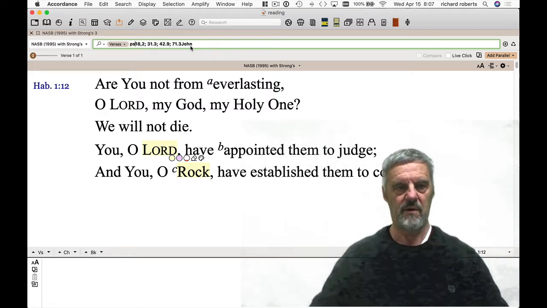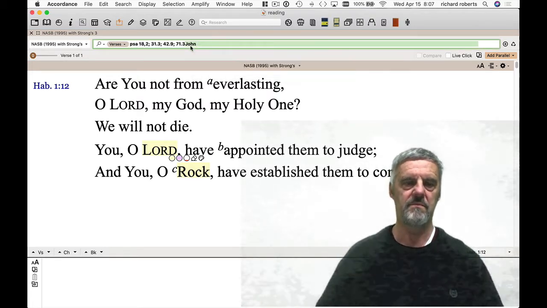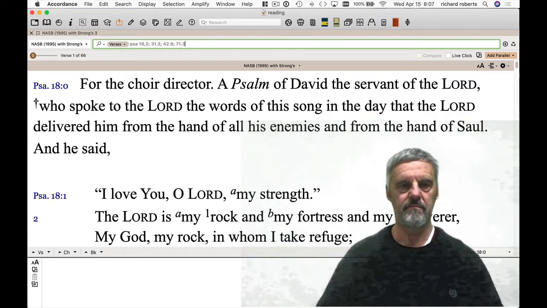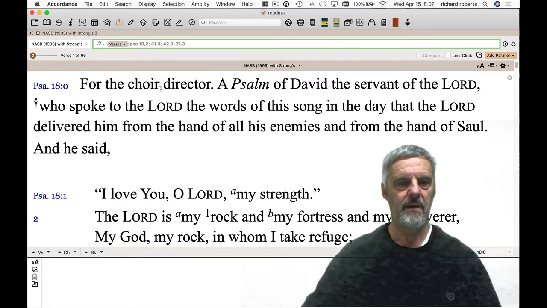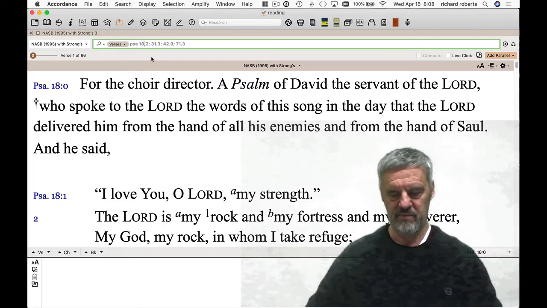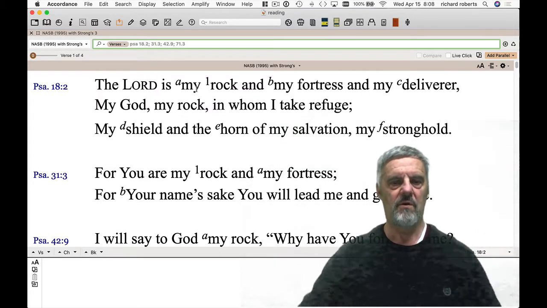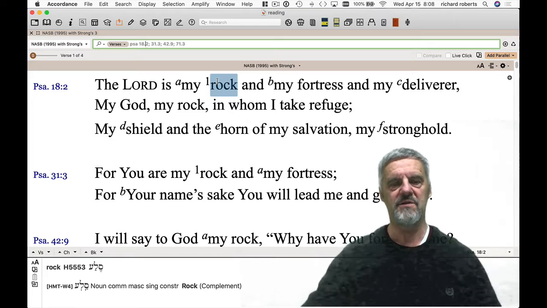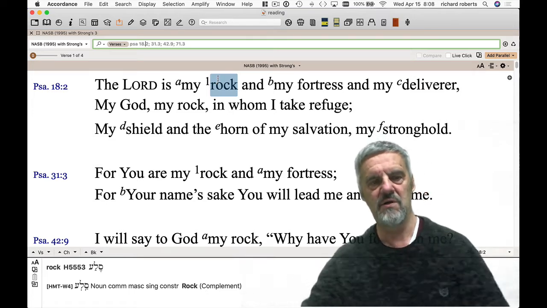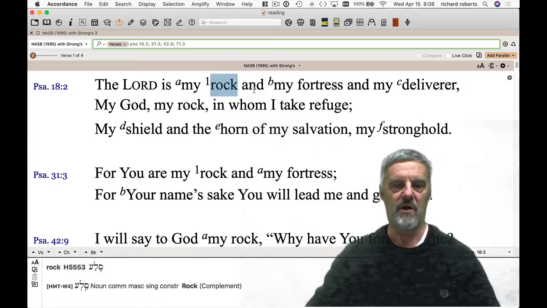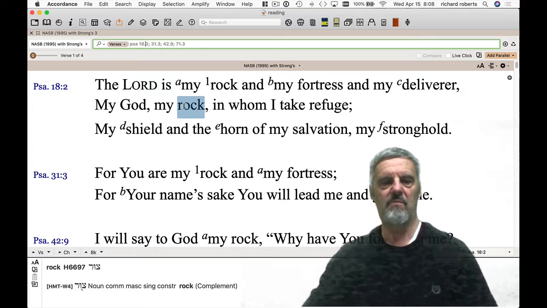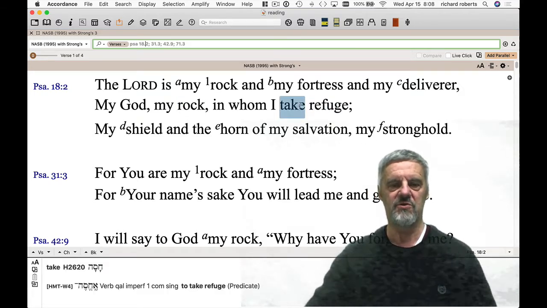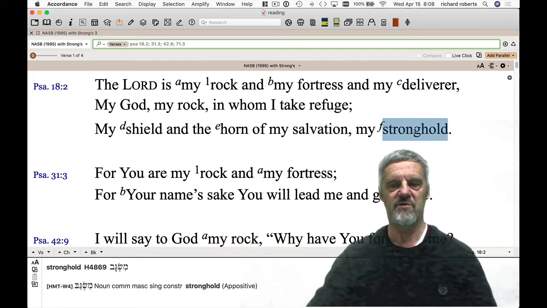So Psalm 18:2 is where we're going to start. The Lord is my... Now notice the words that are used in conjunction with this word here, rock. The Lord is my rock, fortress, deliverer. Here's our second word for rock. My rock in whom I take refuge. My shield, the horn of my salvation, my stronghold.